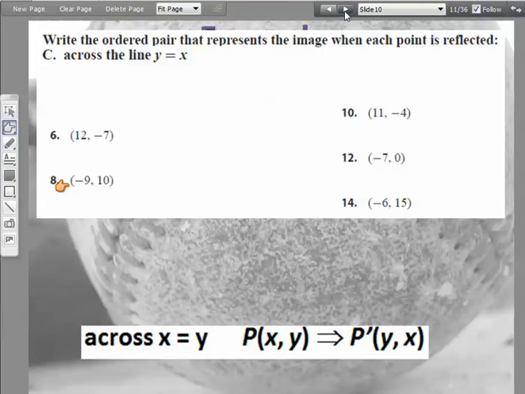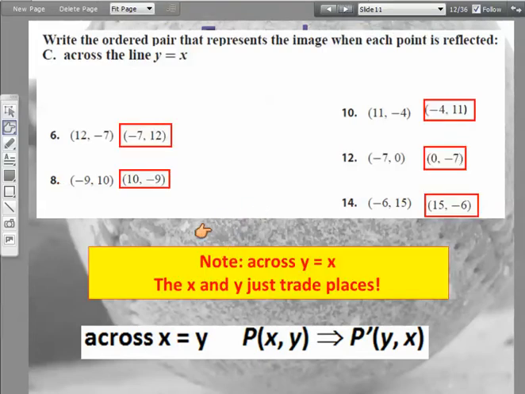So let's look at these answers. See how they just flipped? They just flipped right here. And over here, 11 and negative 4 becomes negative 4 and 11. Negative 7 and 0 becomes 0 and negative 7. Negative 6 and 15 becomes 15 and negative 6. So anytime you go over the y equals x line, the x and y just trade places. Okay, they do a switcheroo.